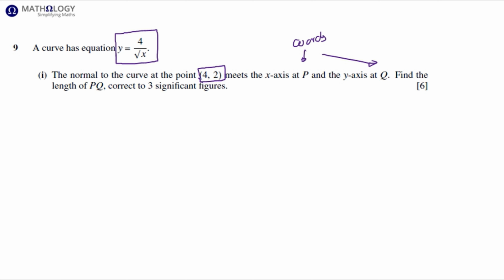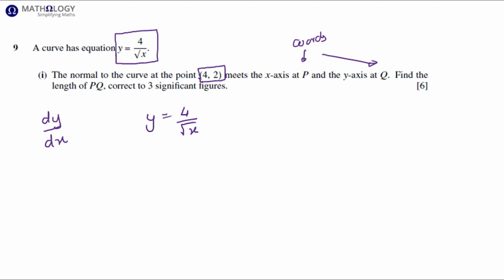So let's just start with the fact that we are given a normal to a curve, and from there we are going to first determine the gradient of the tangent to the curve at that particular point of contact, so at the point (4, 2). So the first thing we need to do is find the gradient of the tangent, which we do by finding dy/dx. So we need to get an expression for dy/dx from the given curve, y equals 4 over root x.